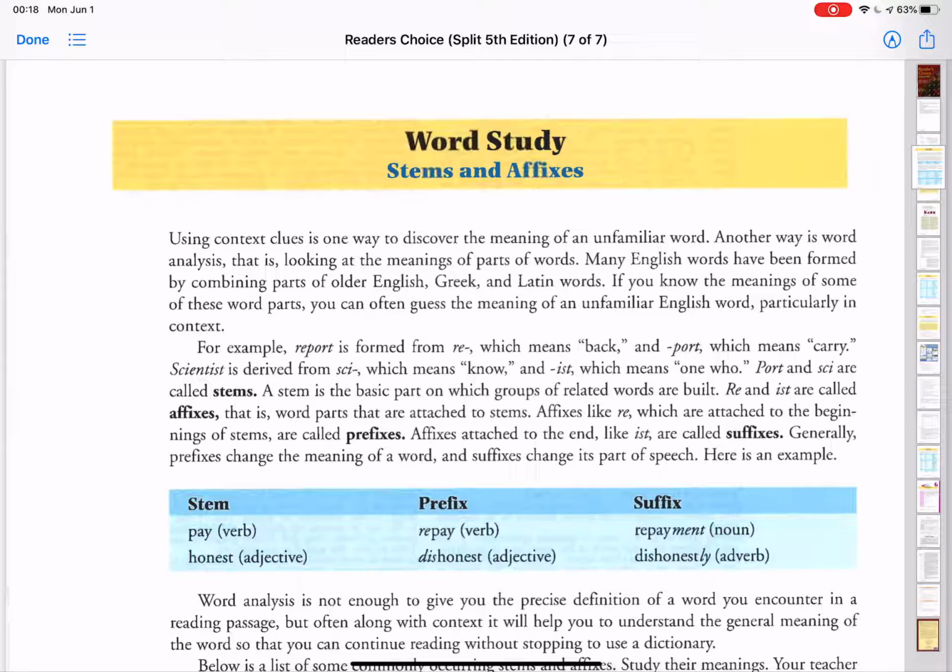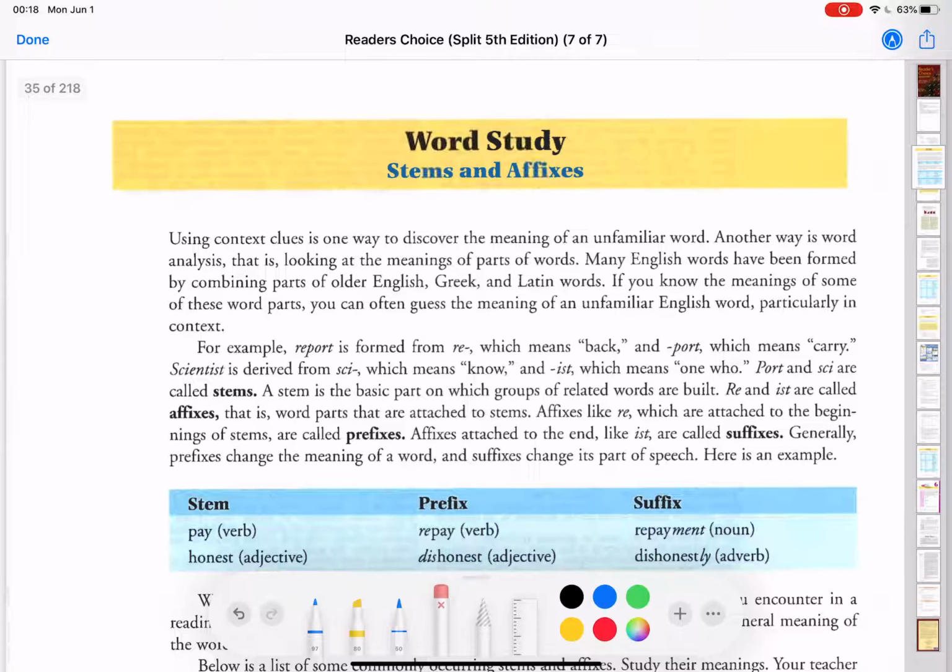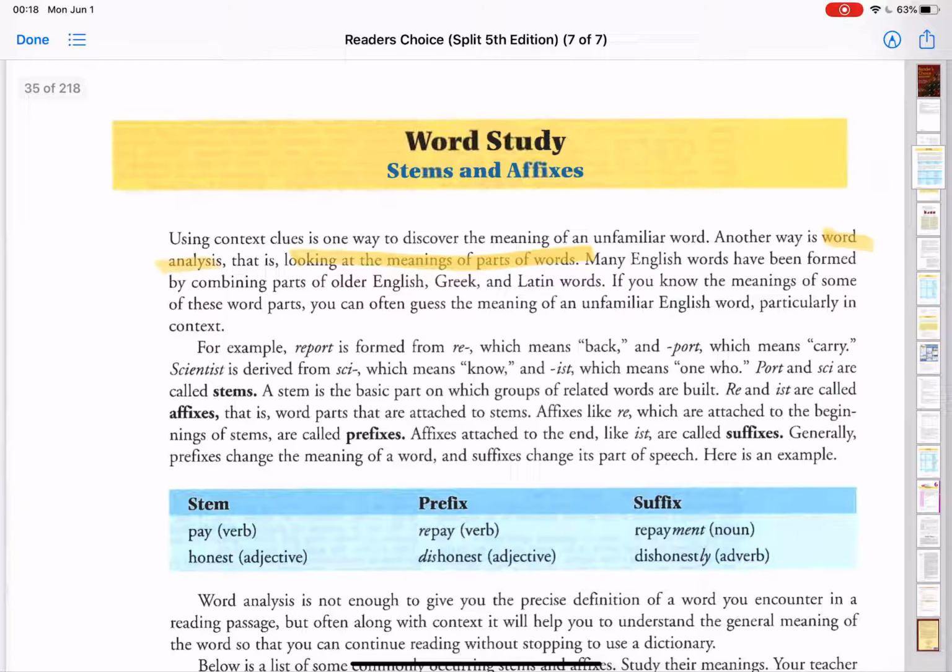We've been talking a little bit about context clues as a way to learn an unfamiliar word, but another way to do that is to do something called word analysis, which just means looking at the meanings of the parts of the words. English has a lot of words that are formed by combining older words, words from Older English, from Greek and Latin, and if you're really familiar with those word parts, often you can guess the meaning of an unfamiliar word.